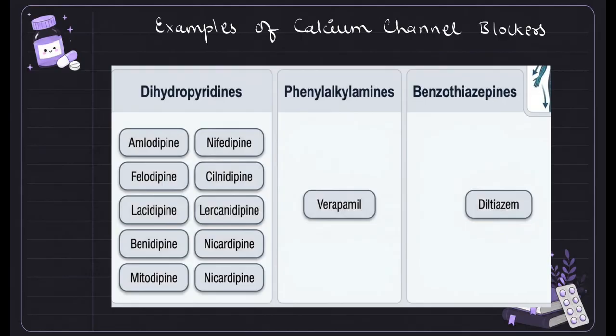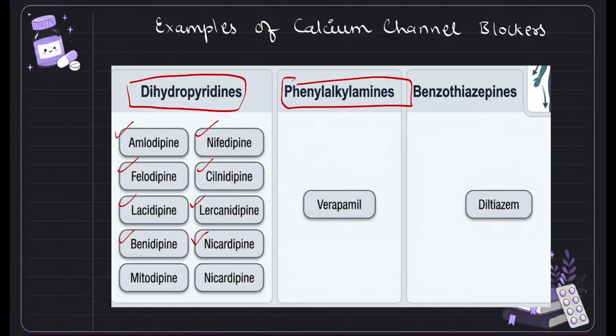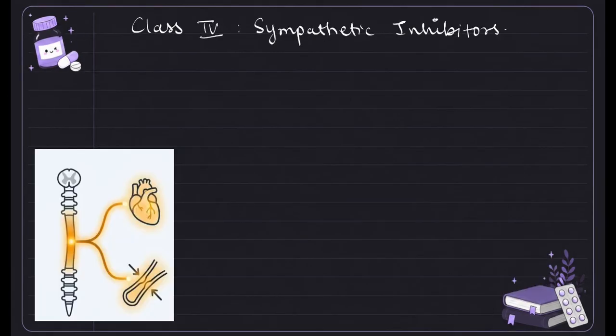Let's clearly list the specific calcium channel blockers. The largest group is the dihydropyridines. This includes amlodipine, nifedipine, felodipine, and cilnidipine, as well as lacidipine, lercanidipine, benidipine, and nicardipine. Next, we have the phenylalkylamine group. This is represented by verapamil. Finally, we have the benzothiazine group. This is represented by diltiazem.